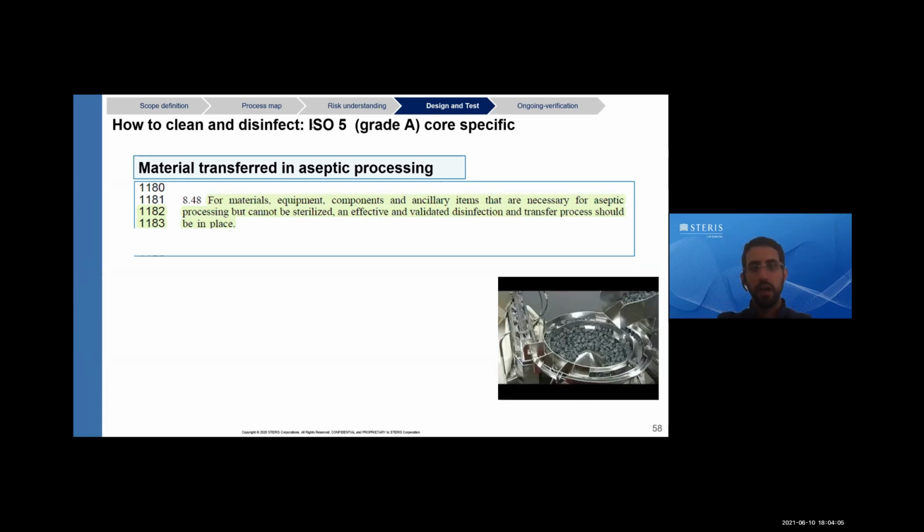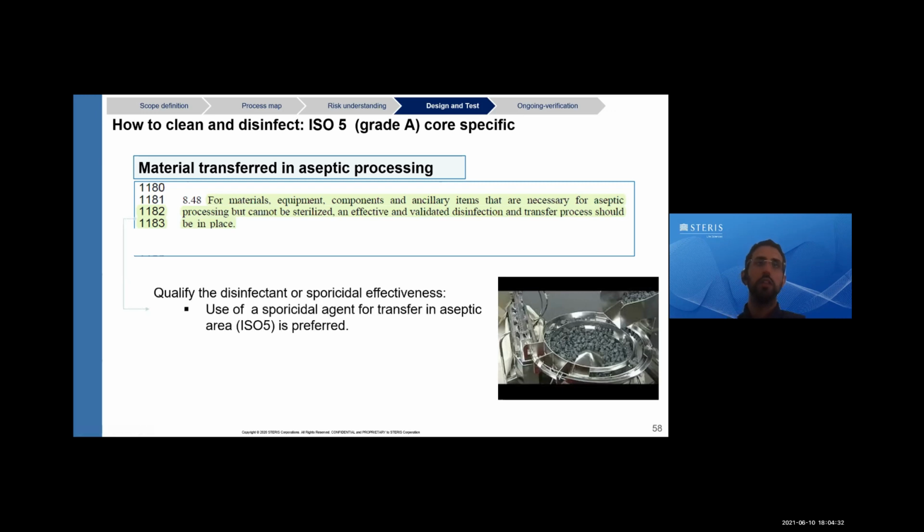And therefore you may have, for example, the stopper bowls, which are an indirect product contact surface, and on some occasions we are not able to remove them from the filling line or from the isolator. In that case, it's not possible to clean and sterilize it. Therefore, it needs to be performed manually, so you can clean and disinfect the surfaces using either alcohol or a detergent, rinse, and then using a sporicidal agent.